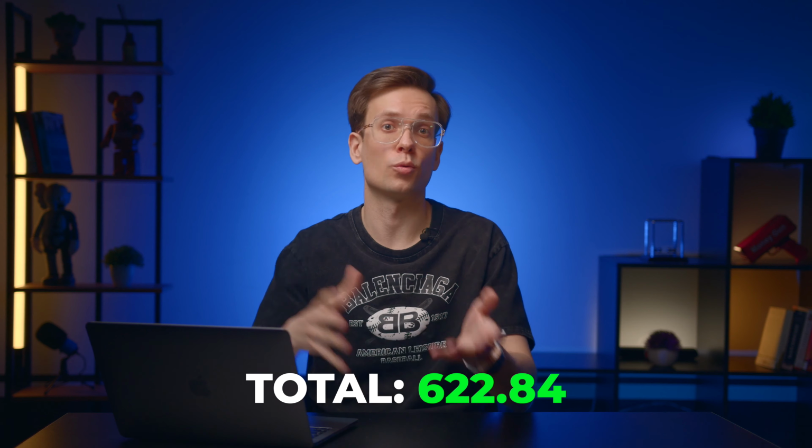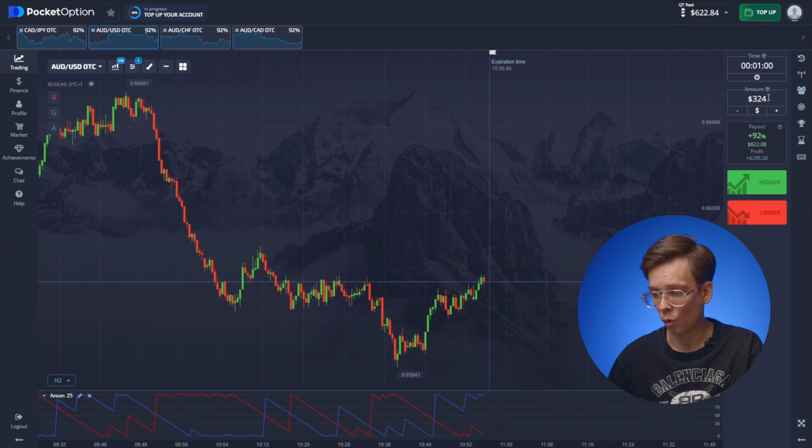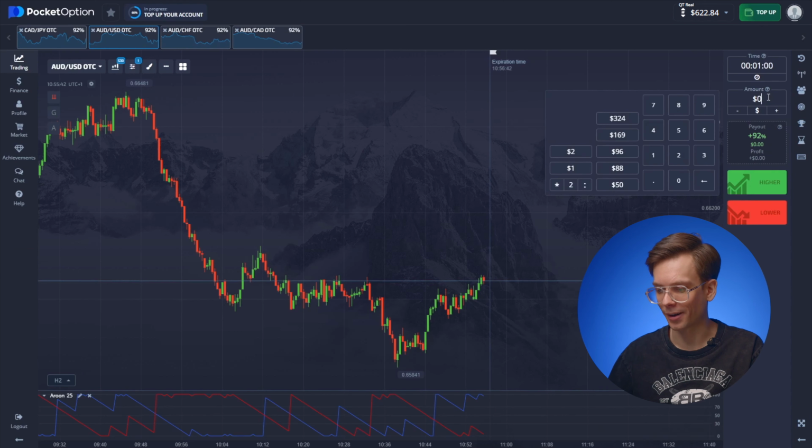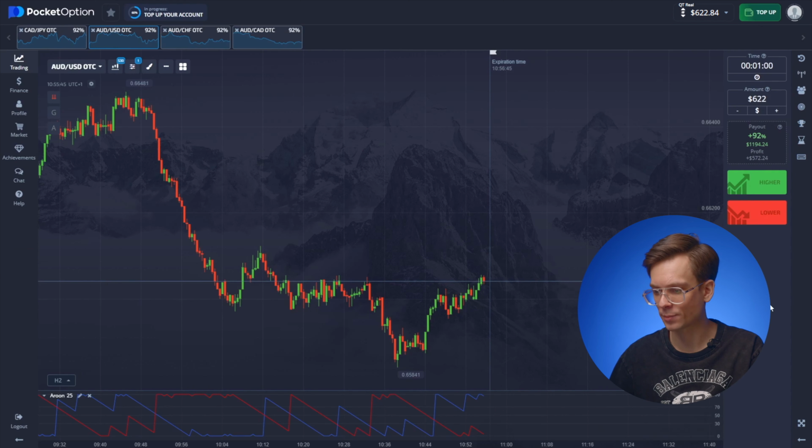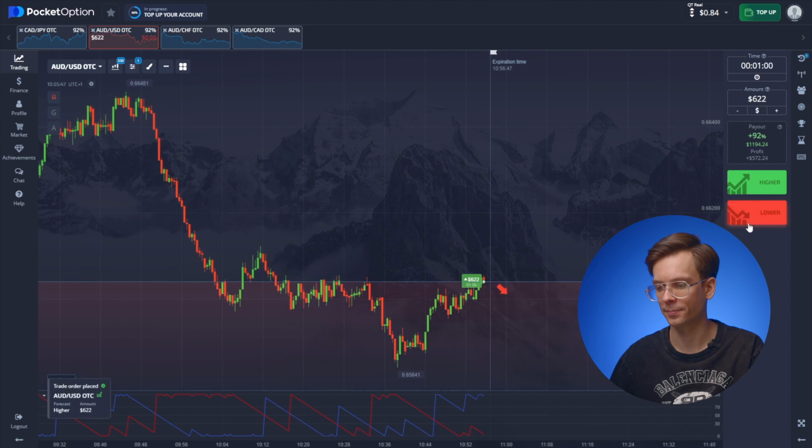622, I could withdraw them now and have a party with friends, but of course I want to keep going. Oh, finally I'll trade Aussie and Buck. Investing the maximum amounts and hitting higher. Again, Arun's indicator clearly indicates that the uptrend will continue.